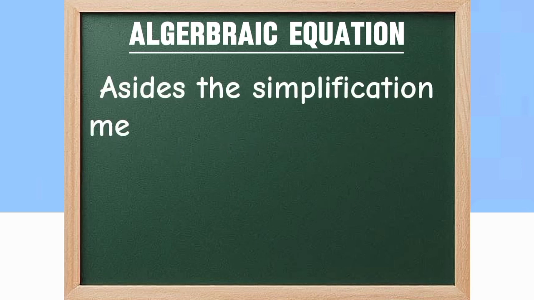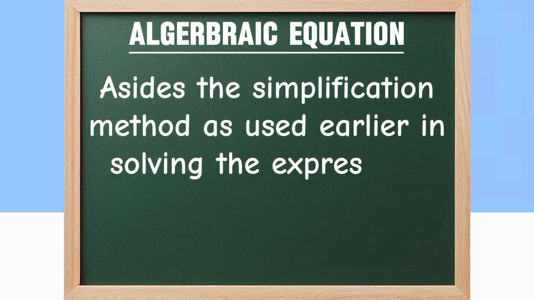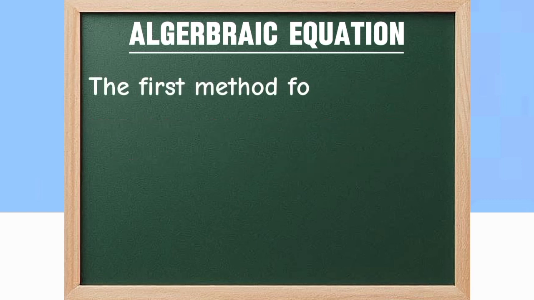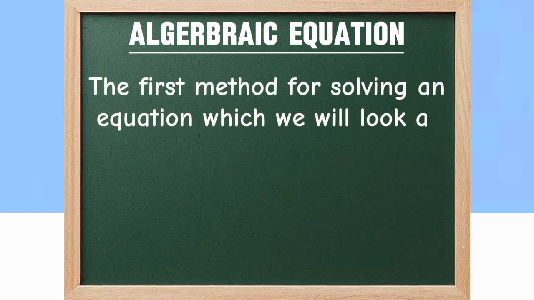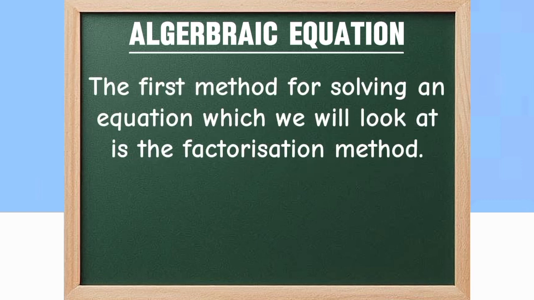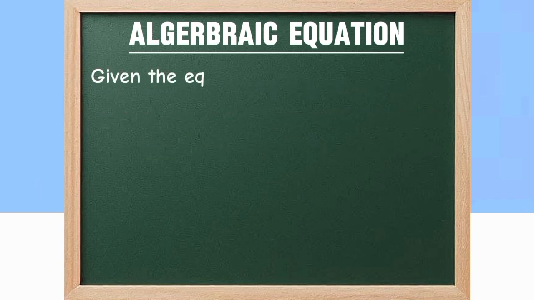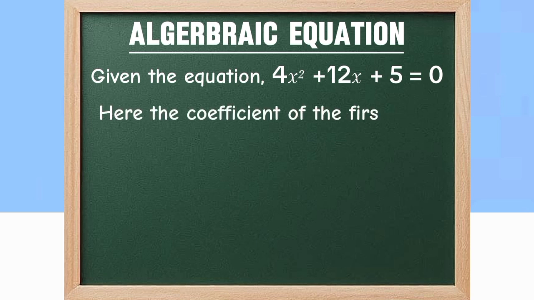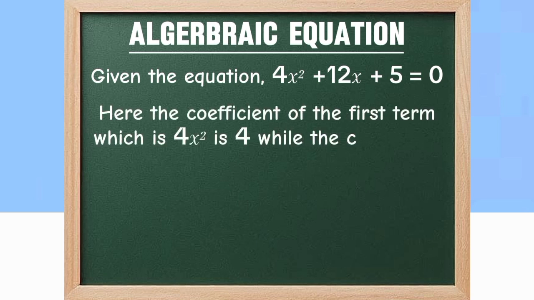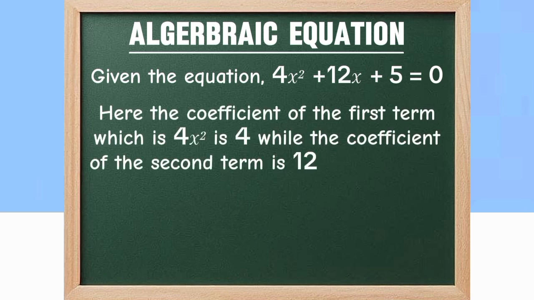Besides the simplification method as used earlier in solving the expression, the first method for solving an equation which we will look at is the factorization method. That is, given the equation 4x squared plus 12x plus 5 is equal to 0. Here the coefficient of our first term, which is 4x squared, is 4, while the coefficient of the second term is 12 and the third term is 5.